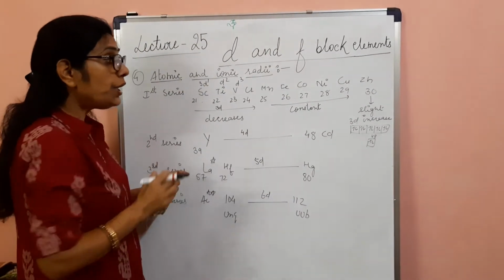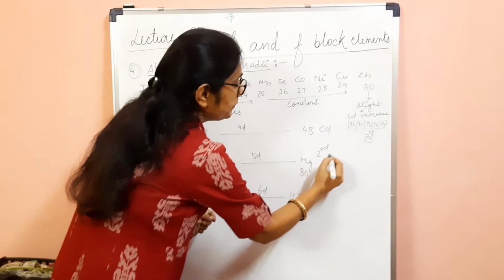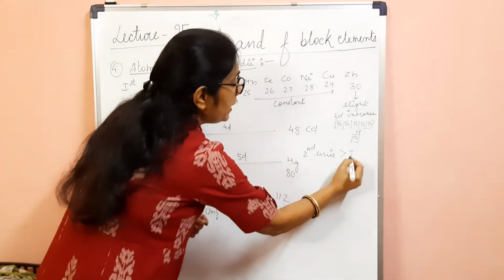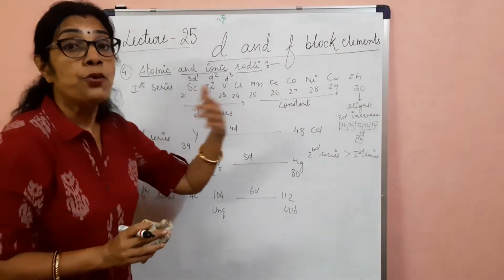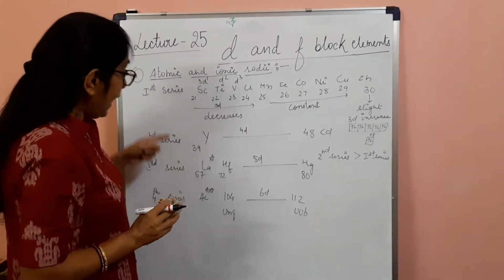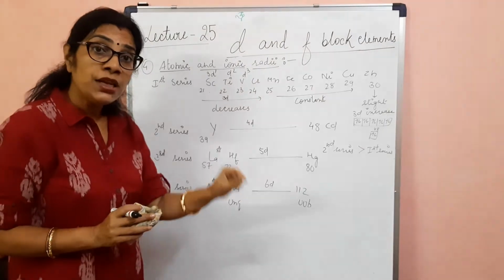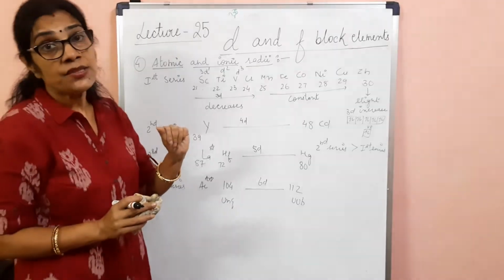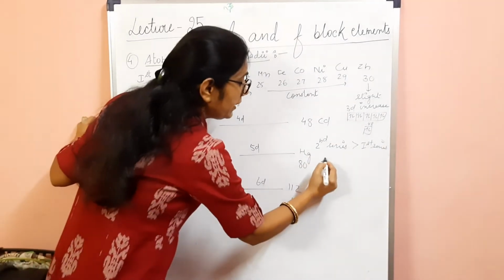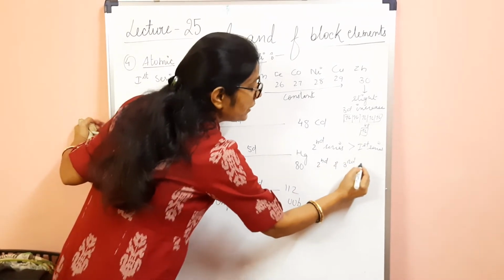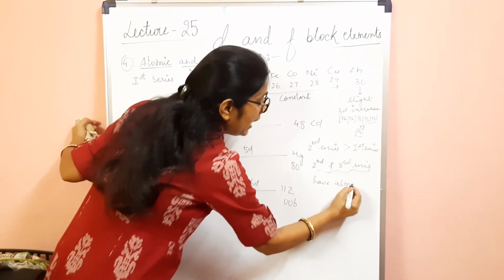So on going down the group, what happens? Atomic radii increases. So the second transition series would be bigger in size as compared to the first transition series. So there is no exception, no violation, and it happens so. Accordingly, the elements of the third transition series should also be bigger in size as compared to the second transition series, but it is not so.